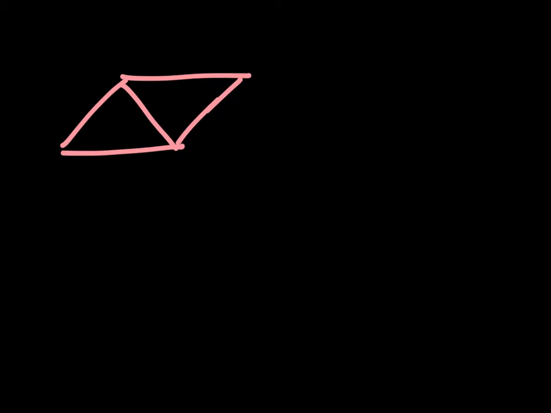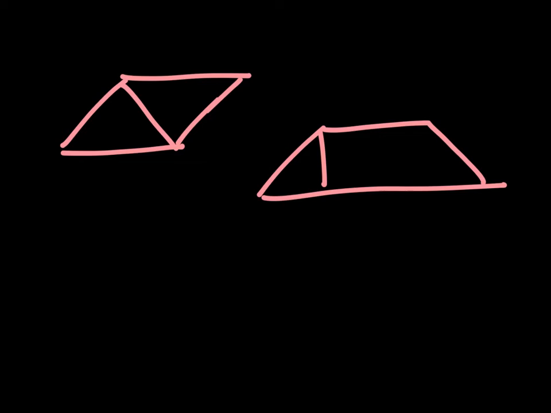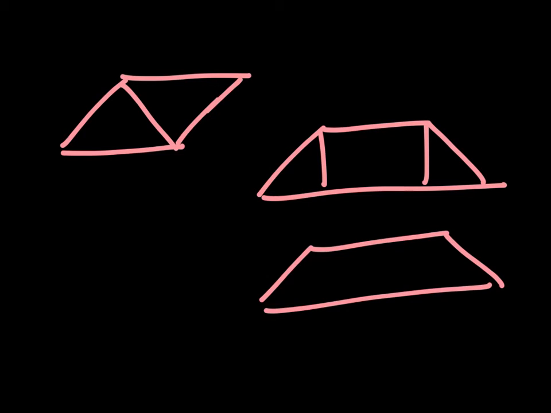Even if we were given a parallelogram, we can split it into triangles. Even if we were given a trapezoid, we can split it into rectangles and triangles, or we can split it into two triangles, and we have lots of options. However, we're simply using what we know already.